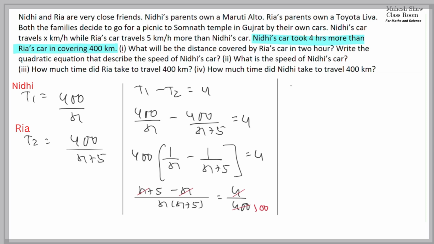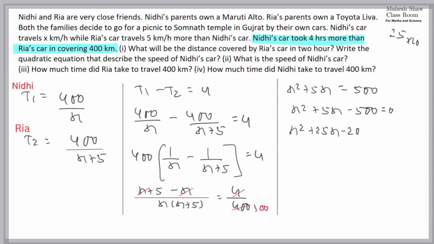Now by cross multiplication, this is multiplied by 1 here, so it is x squared plus 5x. And on the other side, 5 multiplied by 100 is 500. Now if I write it in the standard form, this is x squared plus 5x minus 500 equals 0. And now from the factors of 500, we have to obtain 5. So this is 25 into 20. Yes, 25 into 20, that's correct. So this is x squared plus 25 times x minus 20 times x minus 500 equals 0.